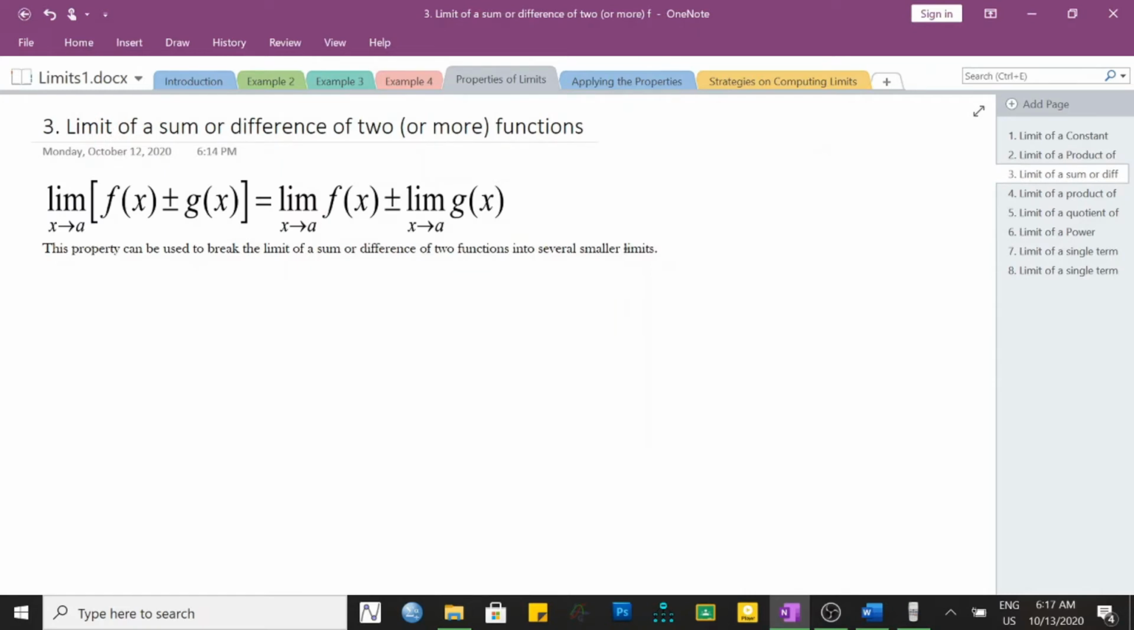Limit of a sum or difference of 2 or more, if we extend that, or more functions. This property is telling us that we can actually break this sum or difference into bits of limits. So we can solve the limit of f of x, we can solve the limit of g of x, and the result, we add or subtract them depending on the operation here.